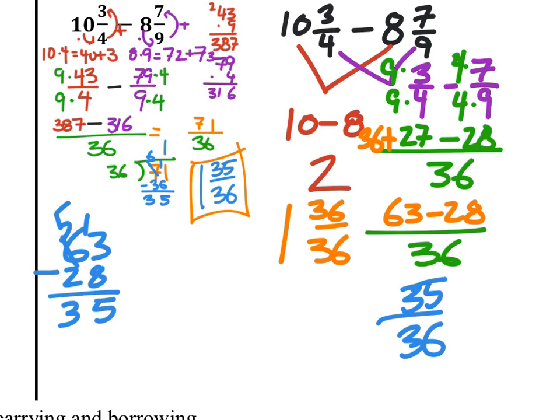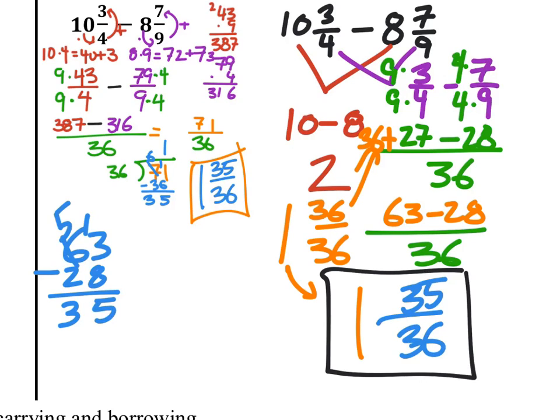I used up all of my 36 36ths when I put it right here. In fact, I'll put an arrow for that right there. And what was I left with? Well, I was left with this 1 and 35 36ths, which is the same exact answer that we got when we used the other method.